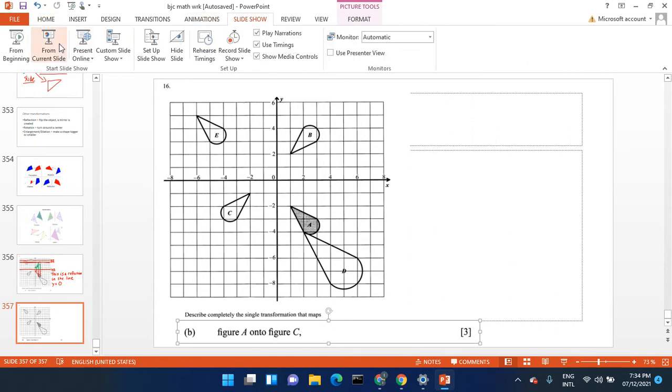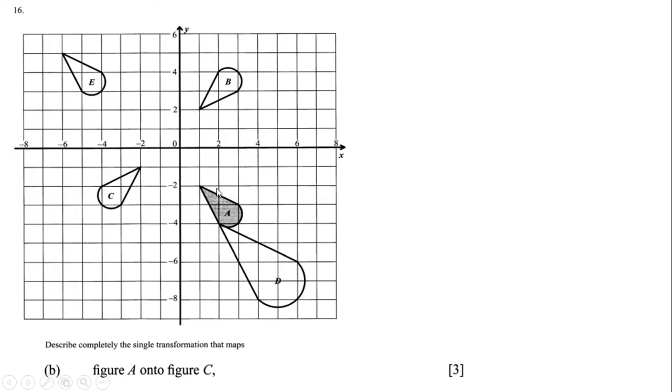So we have to ask ourselves, first of all, what would it be? Would it be a reflection? Is it a reflection from A to C? No, sir. No, that can't be a reflection. Reflection usually stays in the same orientation. They should be equal. Actually, it should be a rotation.